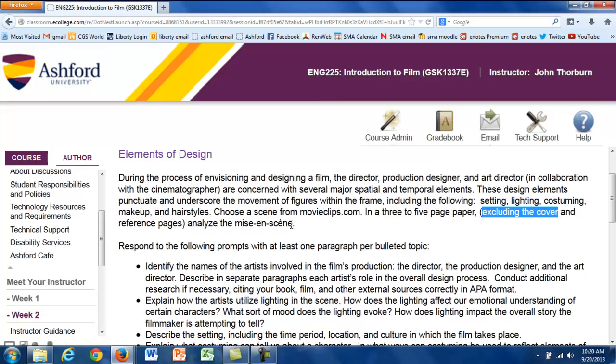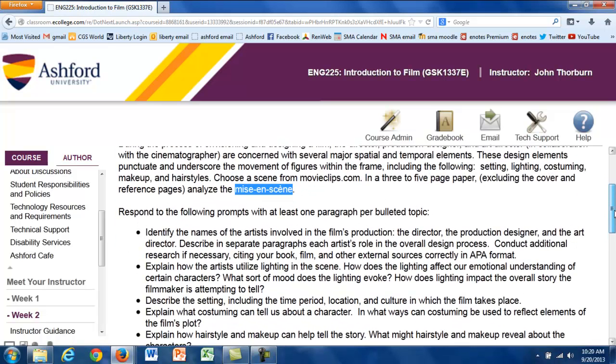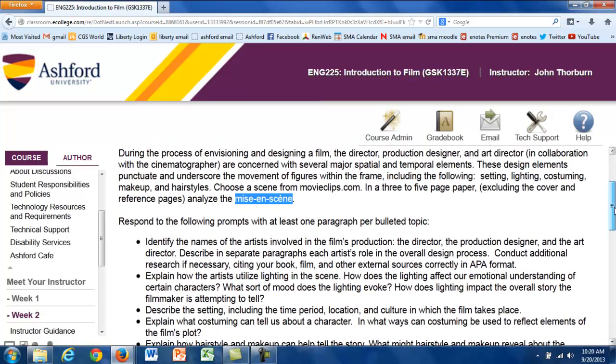Now, in the scene that you choose, you're supposed to analyze the mise en scène, which is what's going on in the setting of the movie. What is it that you're seeing when you look at this piece of film? As you create your paper, you should be looking at the scene from really an artistic standpoint and not necessarily just sort of a plot standpoint.